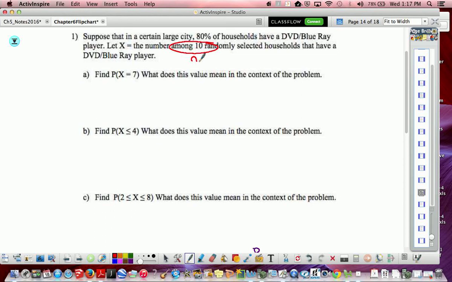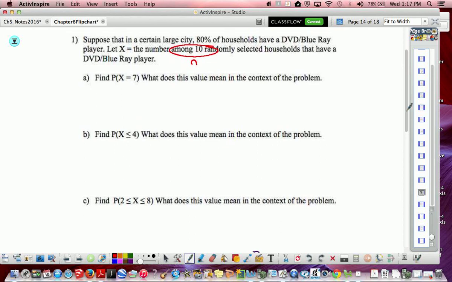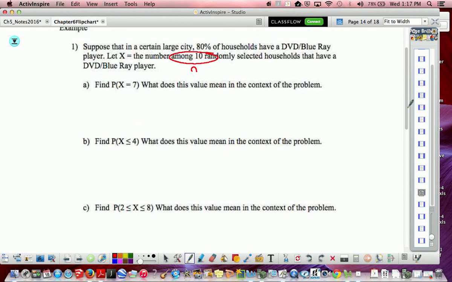So I go ahead and identify which variable it is. It's our n, the total number of fixed trials. Then I want to identify my p-value. What's my probability of success? Well, it's 80% for each and every person that's selected. So I know it does satisfy this binomial setting, so I can go ahead and use binomial PDF and binomial CDF.